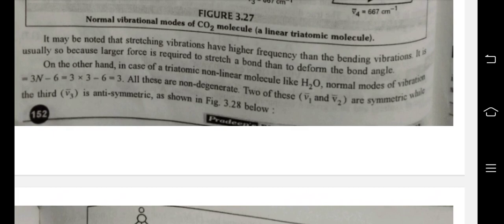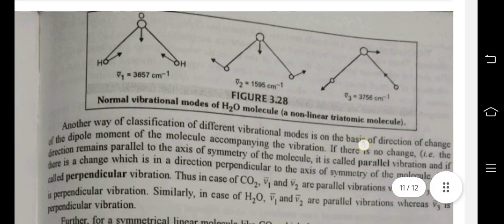It is usually so because larger force is required to stretch a bond than to deform the bond angle. On the other hand, in case of a triatomic non-linear molecule like water, normal modes of vibration are three. All these are non-degenerate. Two of these are symmetric while the third is antisymmetric.